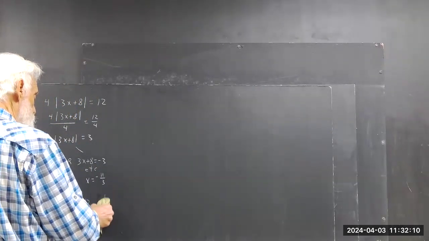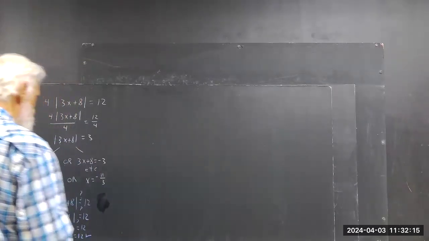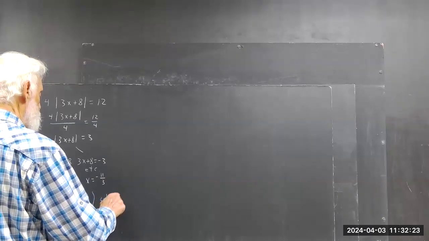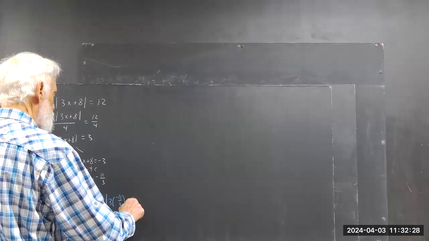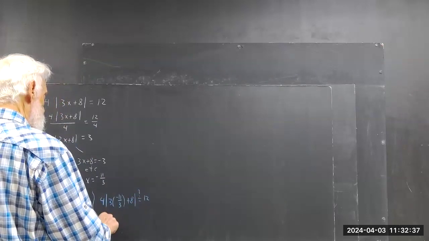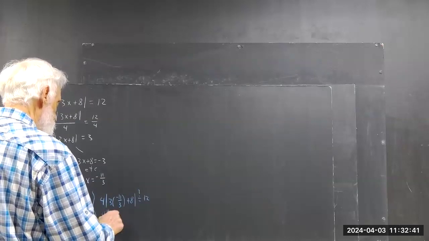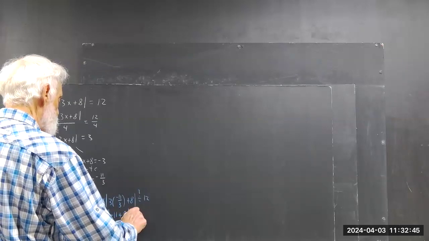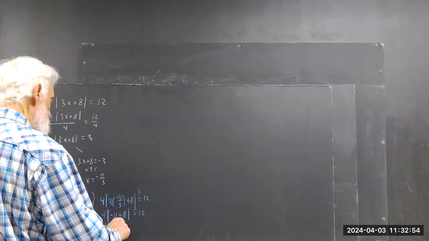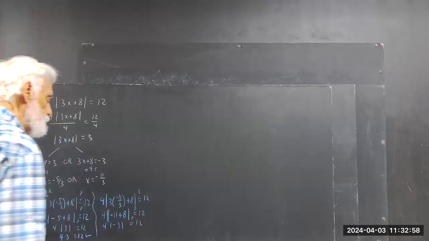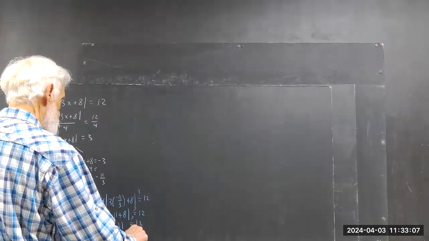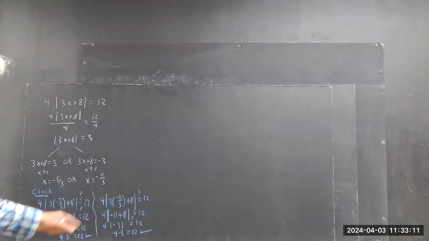On this one, you replace x by negative 11 thirds. You get 4 times the absolute value of 3 times negative 11 thirds plus 8. Is that equal? Well, you get 4 times the absolute value of negative 11 plus 8. Is that equal to 12? Well, negative 11 plus 8 is negative 3. The absolute value of negative 3 is 3, so that's 4 times 3 equals 12. And now we've checked both solutions.